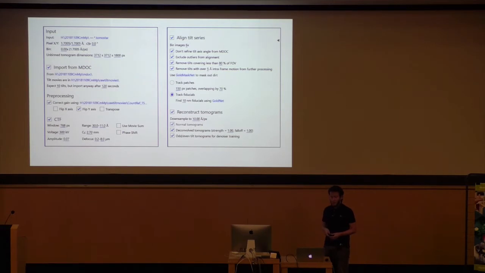And there are a few additional parameters that let you specify how to handle those failure modes that you have additionally for tilt series. Then pre-processing CTF is the same as before. It already worked. And then you can now align the tilt series on the fly.